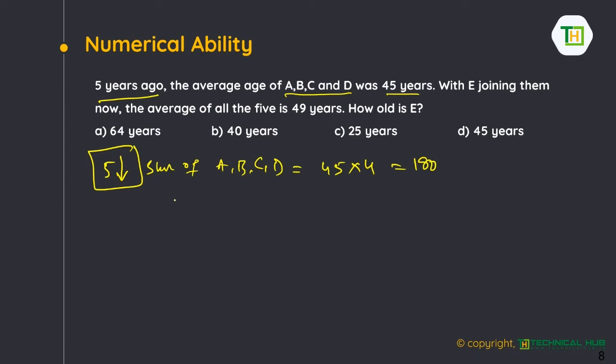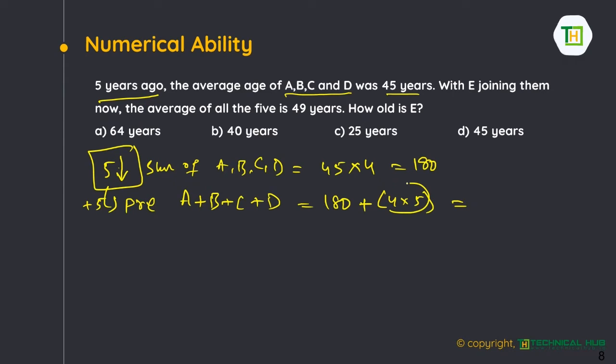Now, if I want the present sum, A plus B plus C plus D, I want the present sum. From 5 years back to present, each and every person is increased by 5 years. So, likewise, 4 members are there, 4 into 5, which is equal to 20. 180 plus 20, 200 years. That is the present sum of the 4 members ABCD.